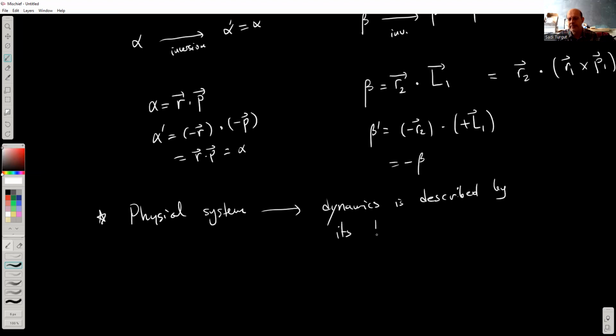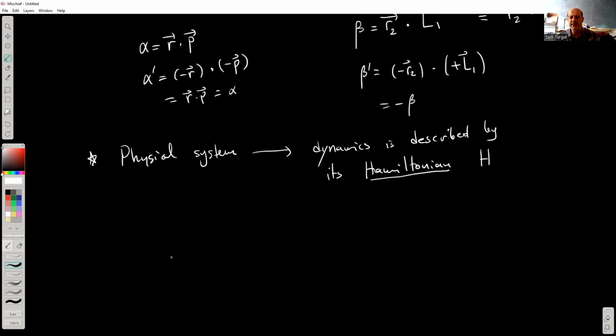its Hamiltonian. There's a mathematical object that's called the Hamiltonian, which somehow captures all the information about the dynamics of that system. In classical mechanics, the Hamiltonian is a function of positions and momenta. In quantum mechanics, it's an operator, right? But somehow, these objects capture the dynamics. So we say that a physical system has a symmetry if the Hamiltonian is invariant, right?